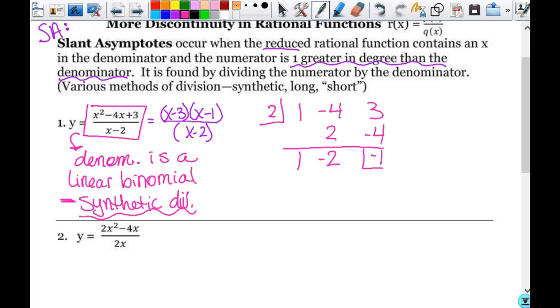But for slant asymptotes, how do I handle that? Because that's not what our slant asymptotes look like, all weird like that, right? Do you all remember what you do with the remainder? You do nothing with it. You don't even care about it. Okay, so at this point, this is irrelevant. You just use this to write your equation of your slant asymptote.